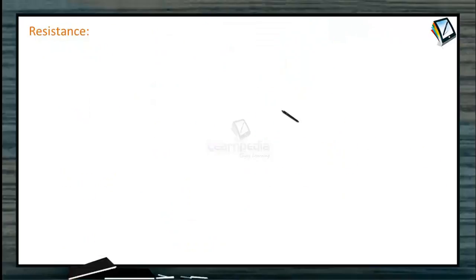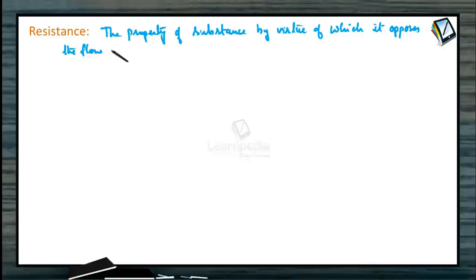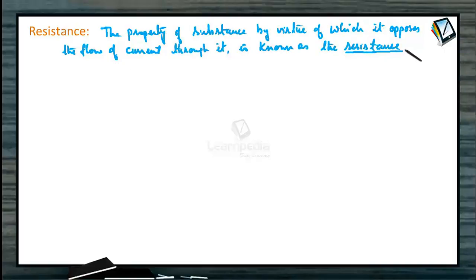First, let us take the resistance. The property of a substance by virtue of which it opposes the flow of current through it is known as resistance. How to define the resistance? The property of a substance by virtue of which it opposes the flow of current through it is known as resistance.